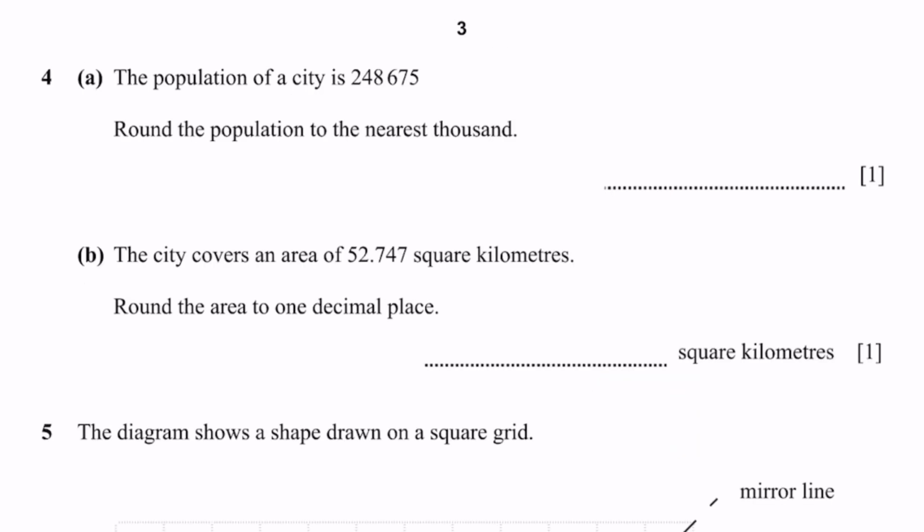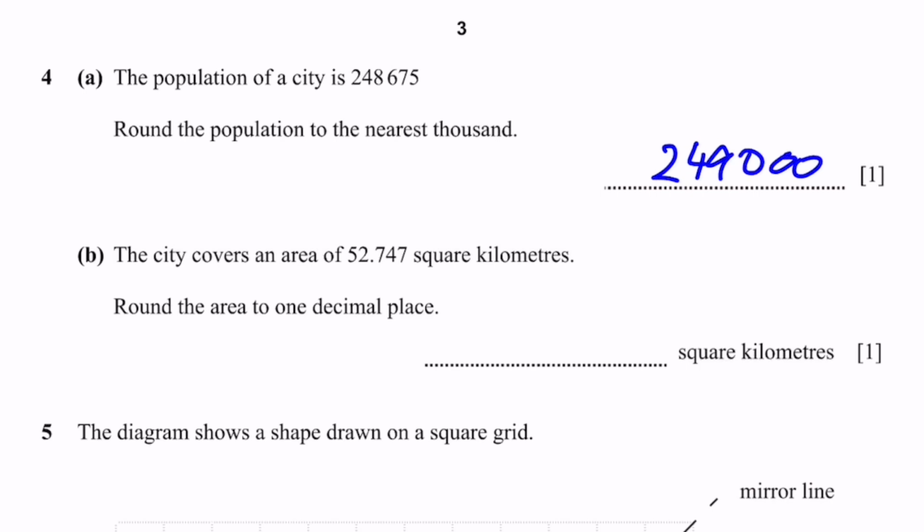Question 4. A. The population of a city is 248,675. Round the population to the nearest thousand. The thousands digit is over here, which means the next 3 digits should be rounded. The digit next is 6, which is greater than 5. Therefore, we round this to 249,000.